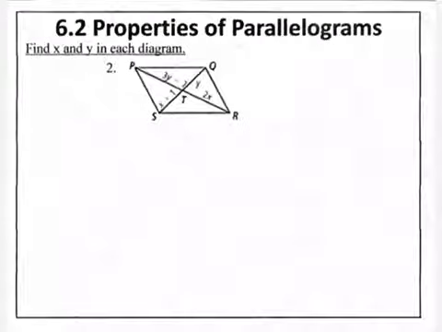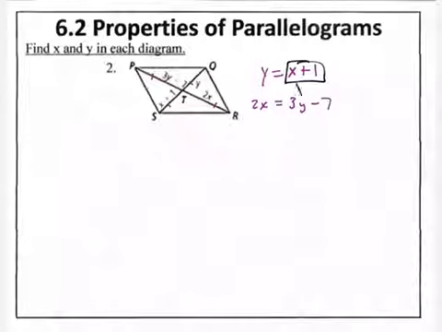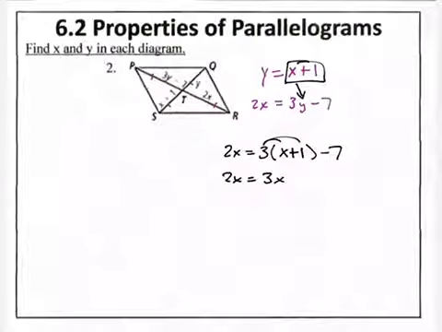Same idea here. We want to find x and y. So here we'll set this part equal to this. So y equals x plus 1. And then we have this, so 2x equals 3y minus 7. We'll take what y equals, and we'll plug it in for y right here. So that's 2x equals 3 times x plus 1 minus 7. So we're going to distribute. 2x equals 3x plus 3 minus 7.